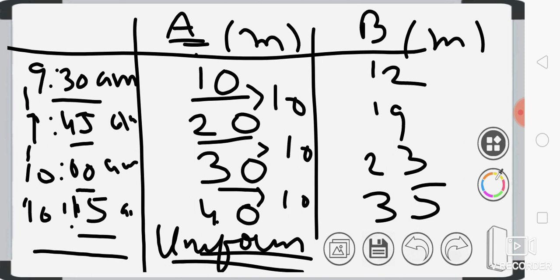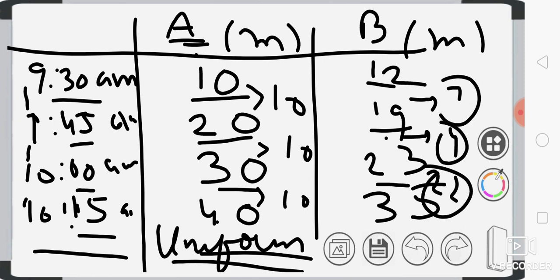And if the object covers unequal distance, see here 12 and 19, the difference is 7. 19 and 23, what will be the difference? 4. Here 23 to 35, what will be the difference? 22. So uniformity can't be seen there. Time is proper, we have 15 minutes of equal interval of time, but the distance covered by object B is unequal. So it is termed to be non-uniform motion.